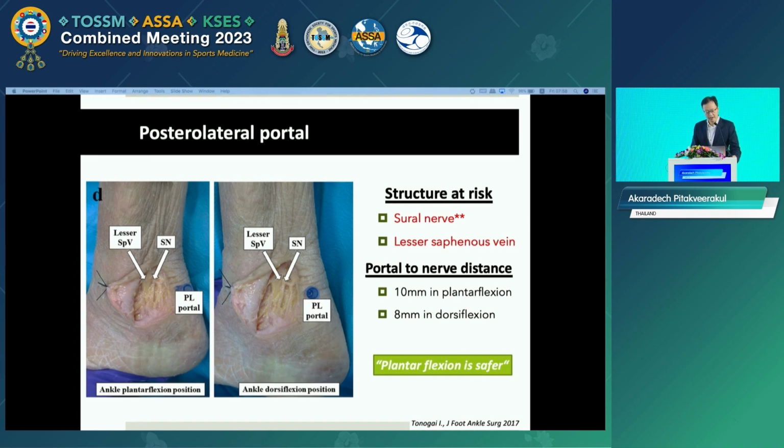When we apply the PL approach, we need to know the structures at risk. In the PL approach, they are the sural nerve and lesser saphenous vein. The portal-to-nerve distance is farther, or safer, when you perform it in the plantar-flexed position rather than the dorsiflexed position.